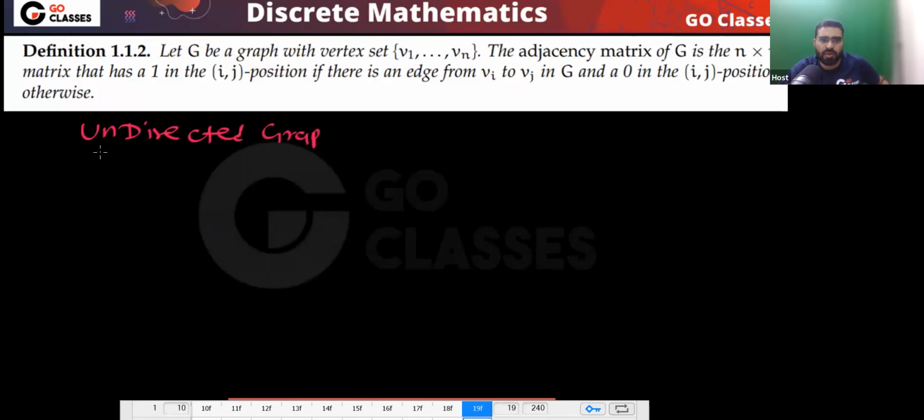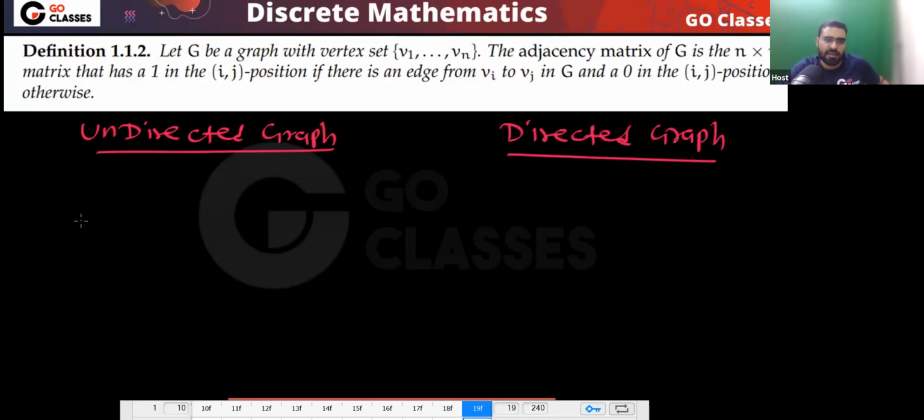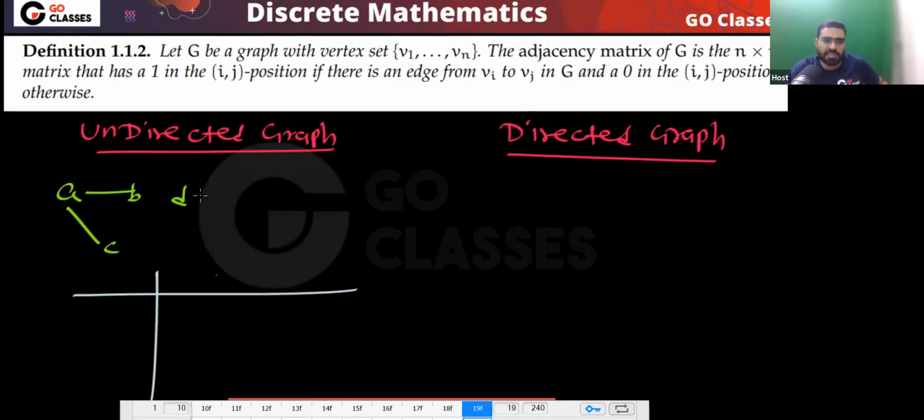So let's assume you have an undirected graph, and on another side, I will take one directed graph. For example, let me assume that you have this undirected graph with A, B, and C, and maybe D. This is your undirected graph. Then what will be the adjacency matrix in this situation?